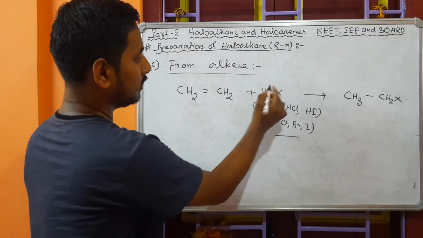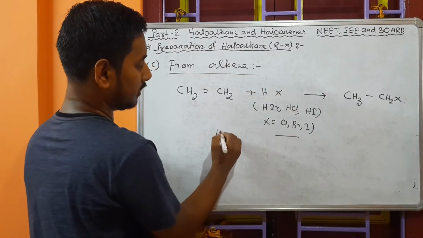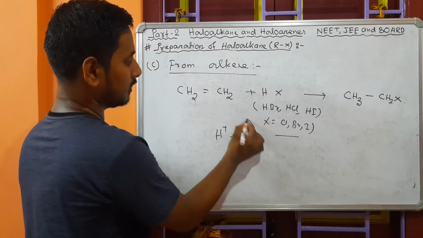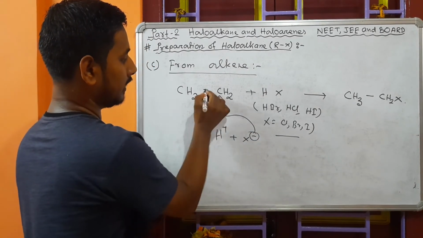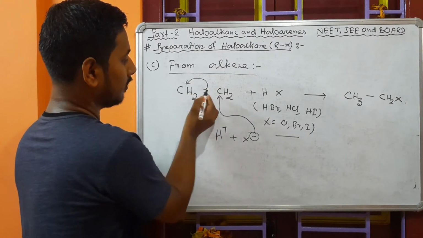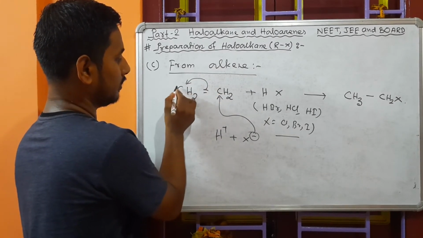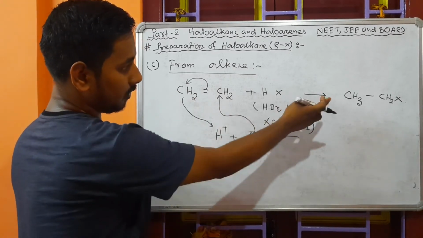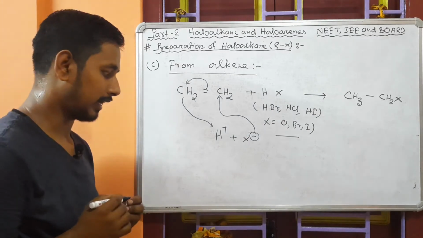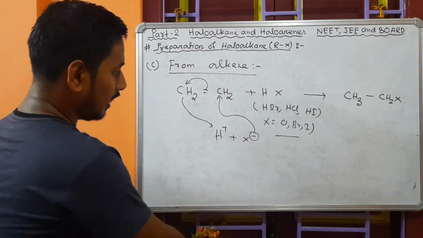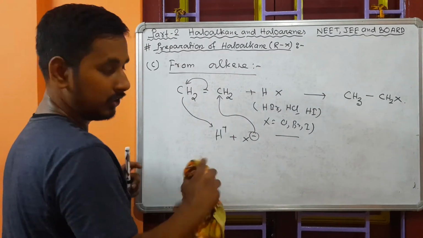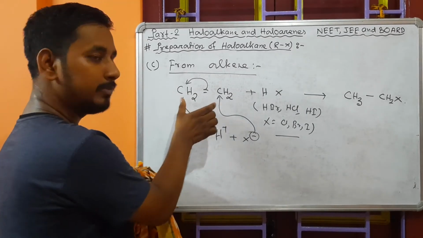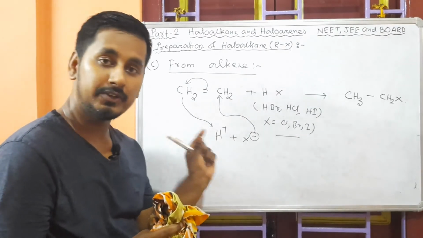See, actually in HX you get H plus and X minus, and this X minus attacks here, and this double bond goes here. Now the double bond comes here, and it is now negatively charged. This negative charge will attack H plus, and you get this product. This is the mechanism. Now you have to remember one thing in this part. This is CH2 double bond CH2, a symmetrical alkene.